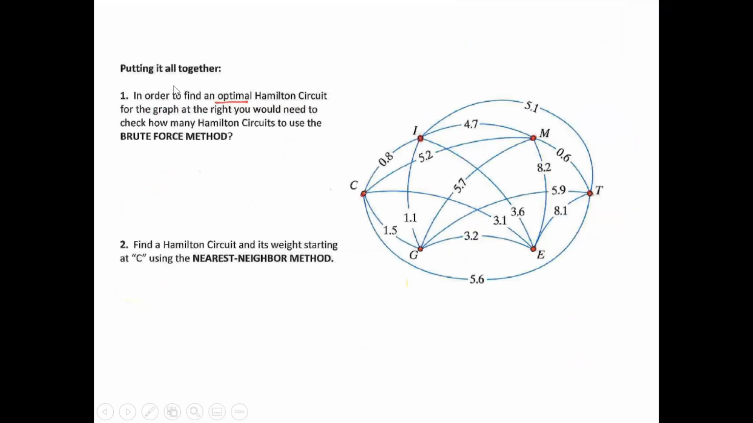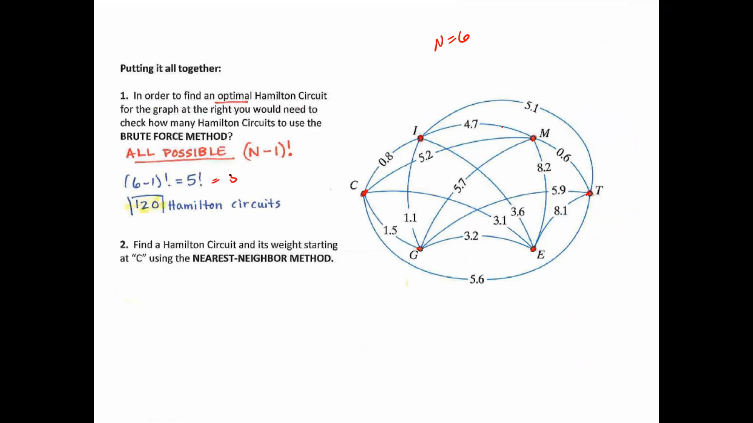Putting it all together, in order to find the optimal Hamilton circuit for the graph at the right, you will need to check how many Hamilton circuits to use the brute force method. Let's take a look over here. You have 1, 2, 3, 4, 5, 6 different points. So 6 minus 1 is 5. 5 factorial is 5 times 4 times 3 times 2 times 1, which gives you 120 Hamilton circuits.